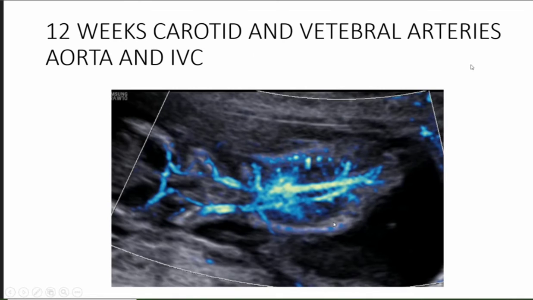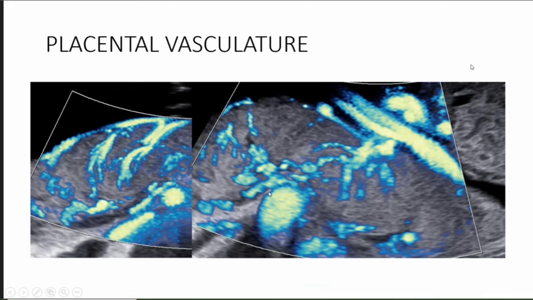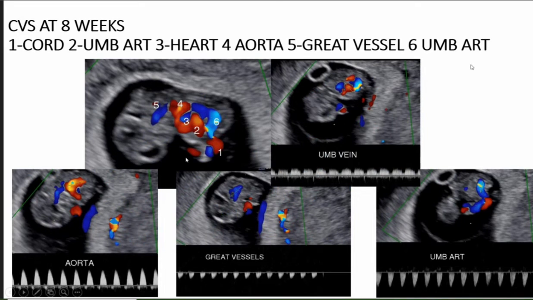The same thing in color Doppler. The X sign of umbilical arteries and umbilical vein, placental vasculature. Early embryo at 8 weeks can show the entire fetal circulation. That's the umbilical vein, ductus venosus, cardia, arch of aorta, carotid vessels, descending aorta, umbilical artery, and all the respective Dopplers.